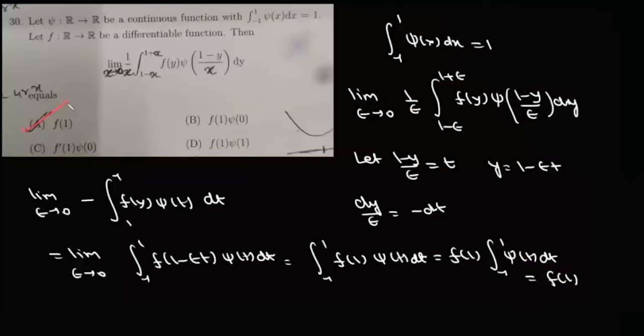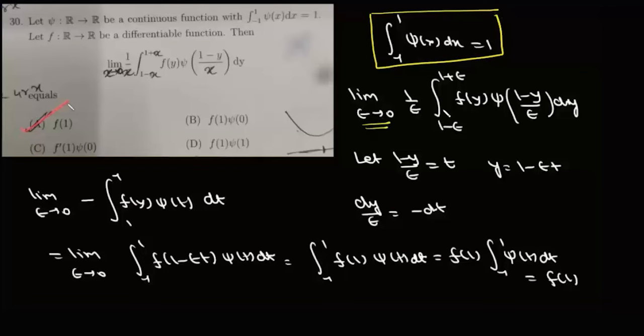Now the question is, we are given two functions psi and f, and we are given that this integral from minus 1 to 1 psi x dx is 1, and we need to find this limit epsilon tends to 0, 1 upon epsilon, this integral from 1 minus epsilon to 1 plus epsilon f of y psi of 1 minus y upon epsilon dy. Now we have epsilon here, we have epsilon in the limits. So what we'll do is, we'll do a substitution and we let 1 minus y upon epsilon as t. Then we can write y as 1 minus epsilon t. dy upon epsilon will be minus dt. So we can replace 1 upon epsilon into dy with minus dt.